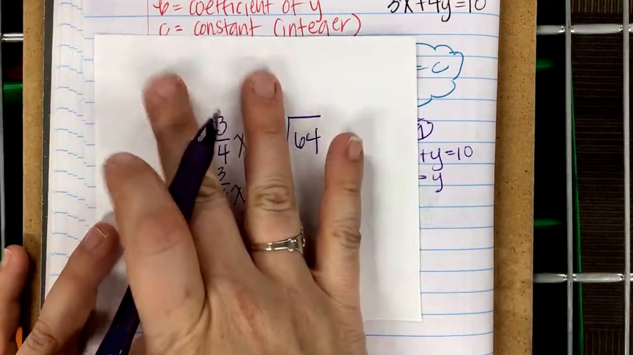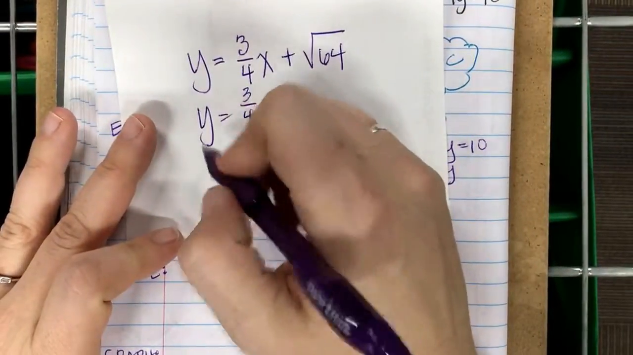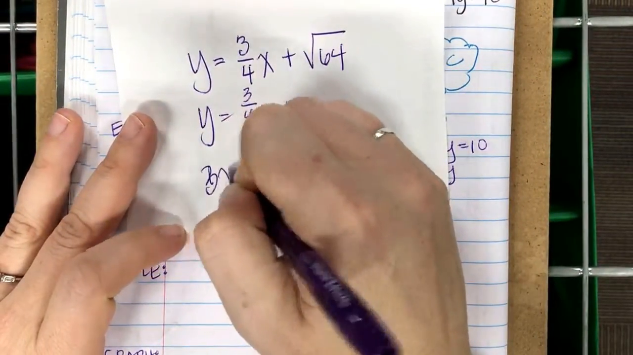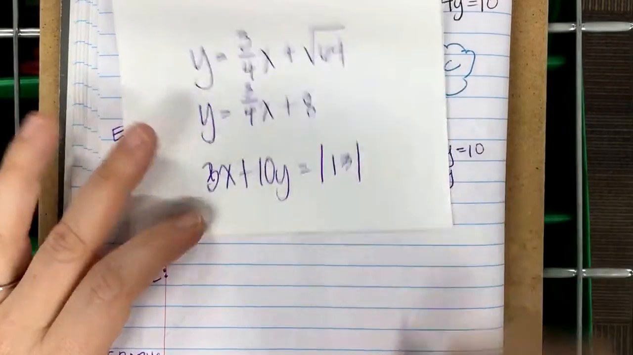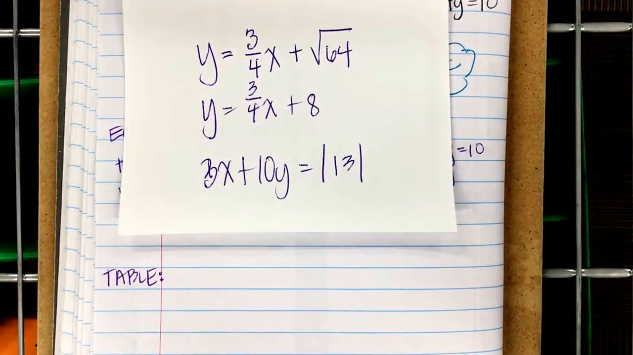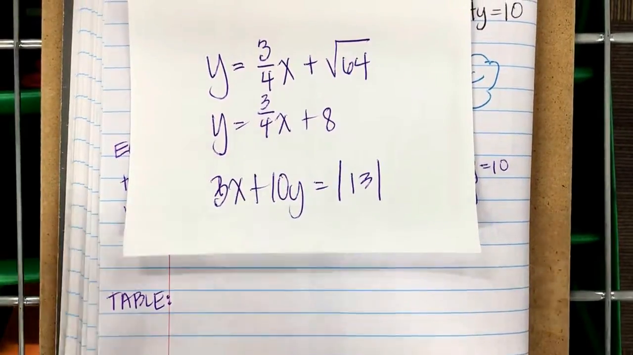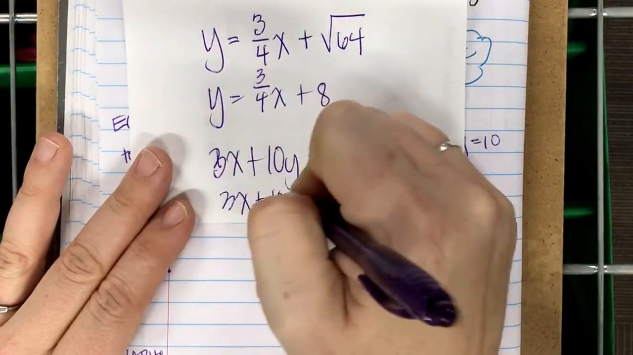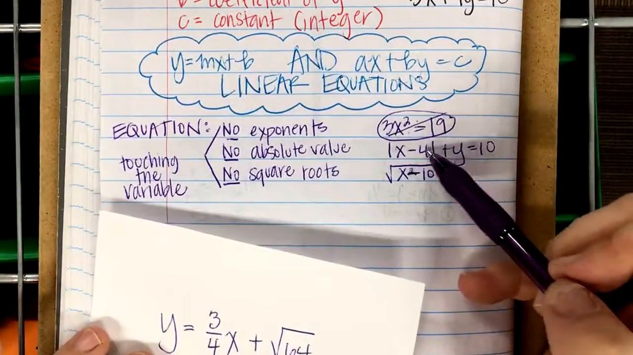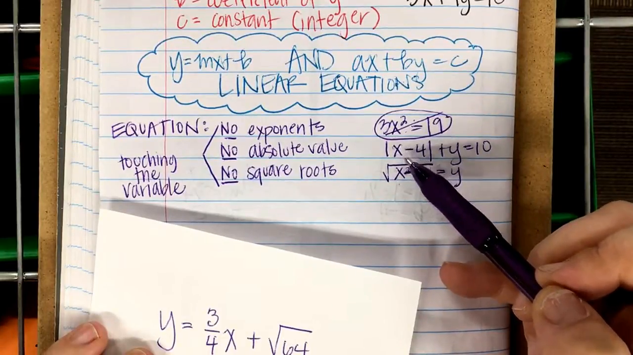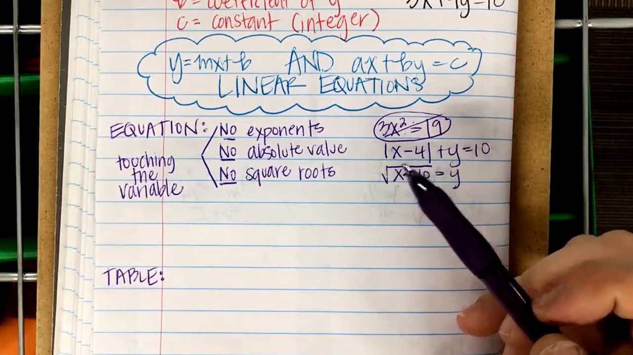So this is different than this, yes? If you had a problem that said 3x plus 10y equals the absolute value of 13. Because what's the absolute value of 13? 13. So 3x plus 10y equals 13. Those are the same, right? Different than this one because the absolute value is dealing with an x, correct? Okay.